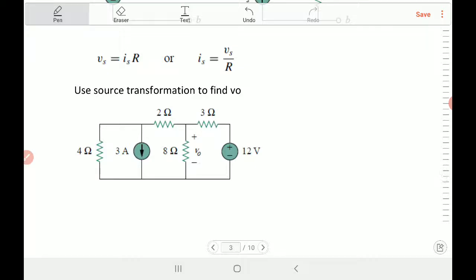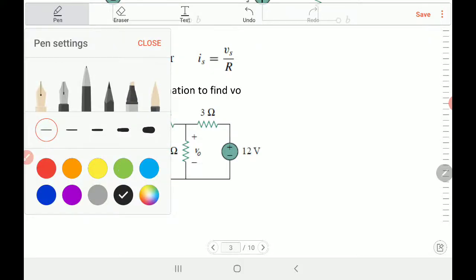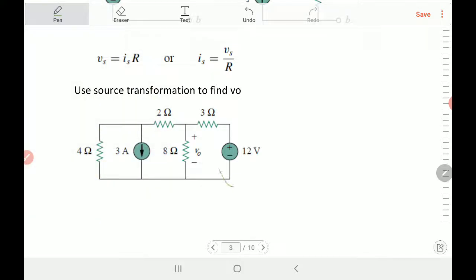I can transform the voltage source to a current source. How do you do that? You divide the 12 by 3, so you'll have 4. 12 by 3 is equal to 4 ampere. And the resistance should be in parallel, 3 ohm. Then you ask, is the arrow directed upwards or downwards? You look at the polarity. The polarity of the voltage is positive, so it's upward.